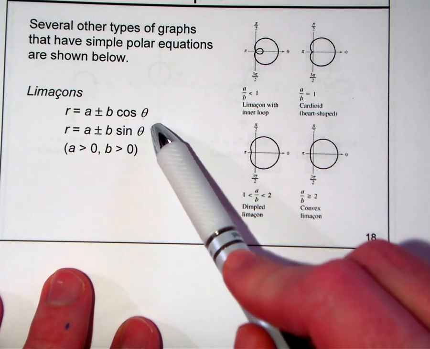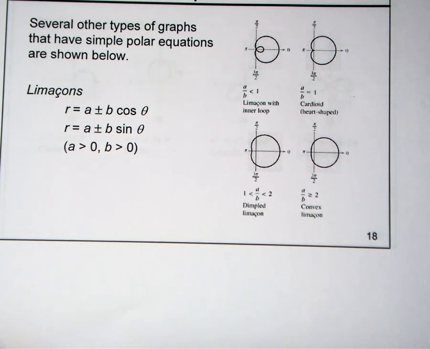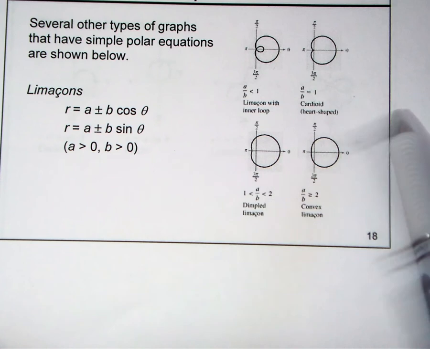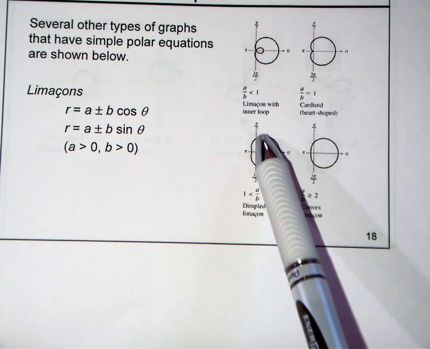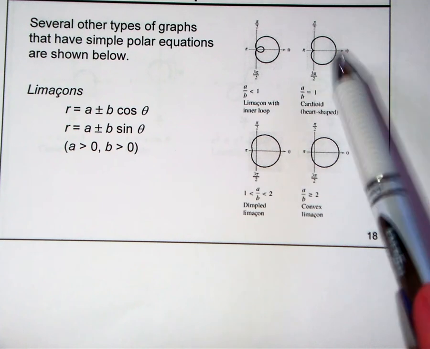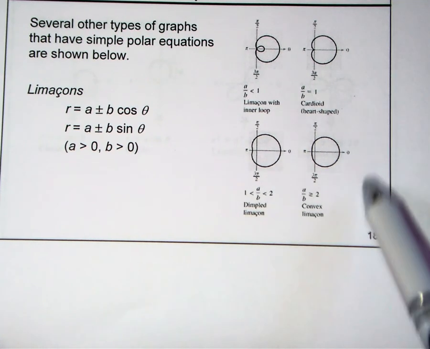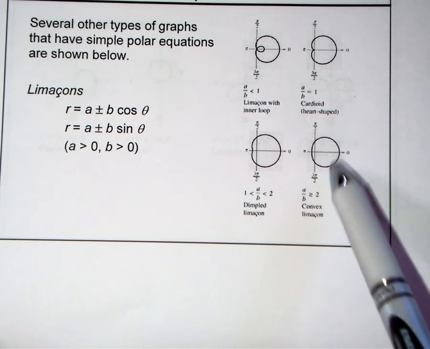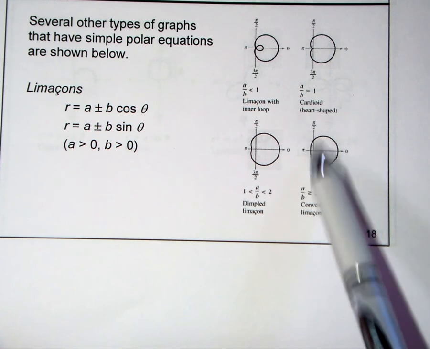So we've got a plus or minus b cosine theta, or a plus or minus b sine theta, and a and b both are greater than 0. Depending on the ratio of a to b, we have an inner loop, a cardioid, aka a heart, or just a little dimpled one. Remember our Tom Brady football? And then a convex one where it's just kind of a flattened out circle.